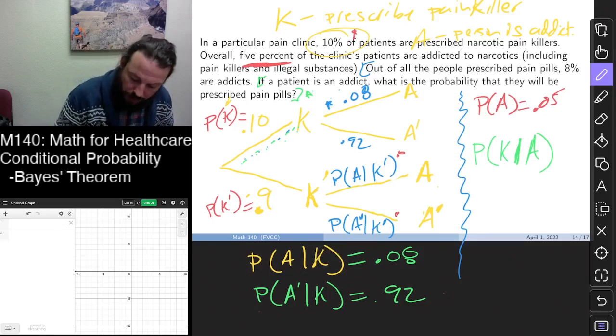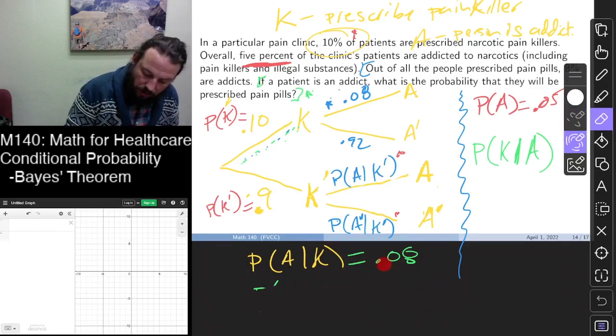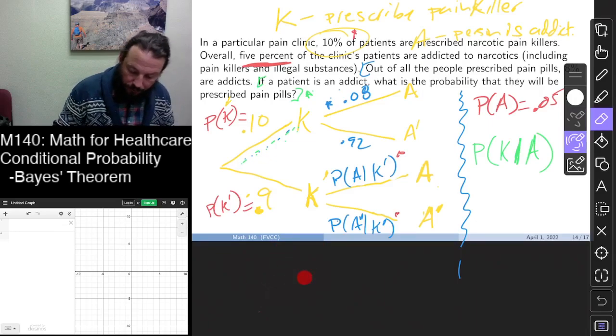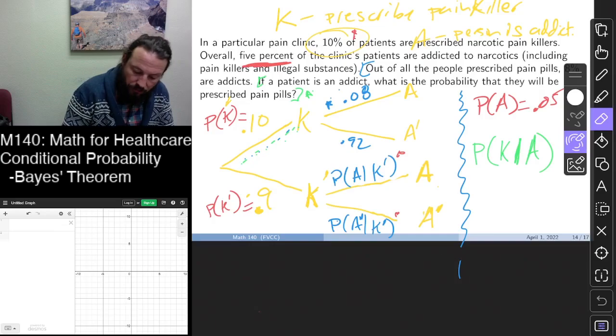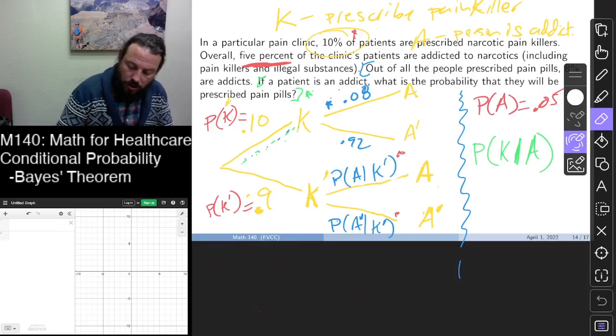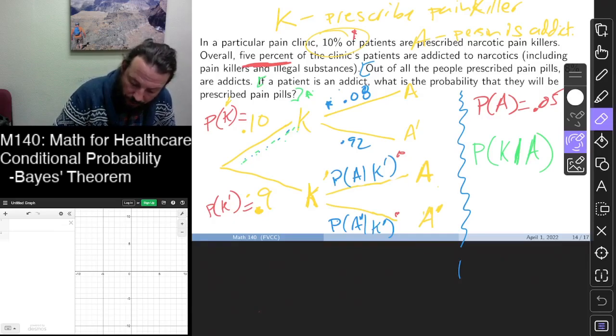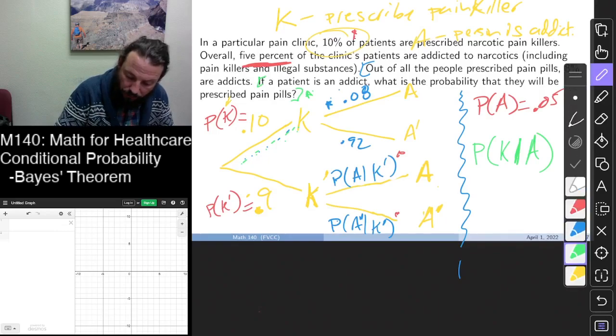So, let's look at this. Here, we're not quite using Bayes. We would use Bayes if we had those two red starred branches. But look what we do have. Since we have the probability of A, let's go back to our conditional probability formula.